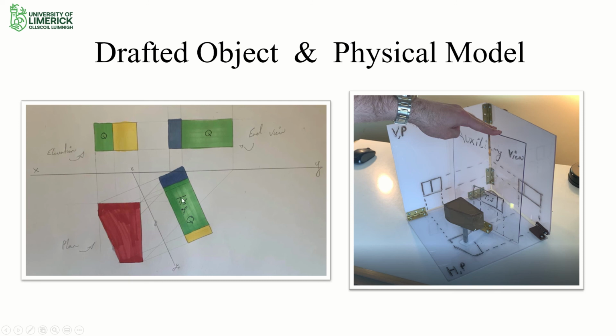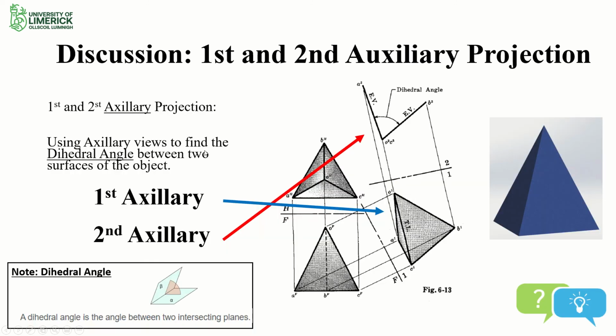I've also added in this image here on the left hand side of basically the drafted solution of what I'm doing on the physical model, what I'm basically explaining. So then you can draw the links between the two to get that bit of deeper understanding of what is happening. As we move on, here we're going to be dealing with first and second auxiliary projection.